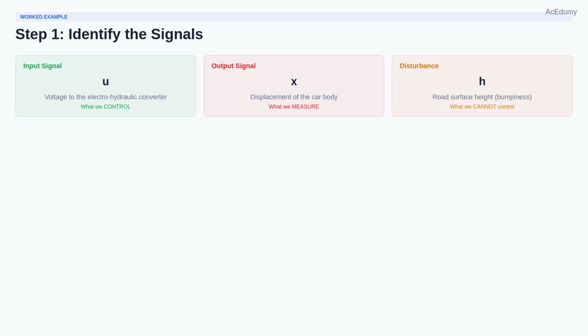What can be controlled? The voltage U going into the electrohydraulic converter. That is our input signal. What do we want to measure or regulate? The displacement x of the car body. That is our output signal. What is the external disturbance we cannot control? The bumpiness of the road, which is the height h. That is our disturbance signal. So to summarize, input is U, output is x, disturbance is h.